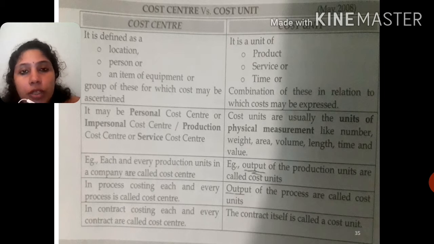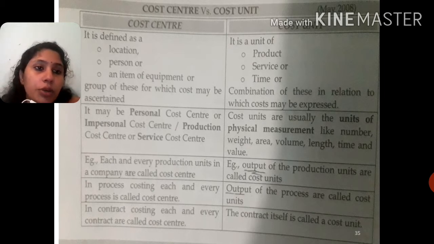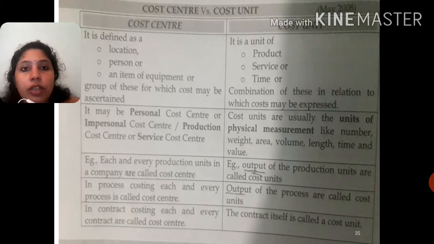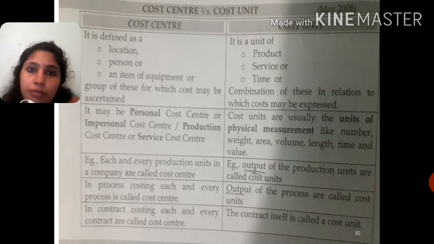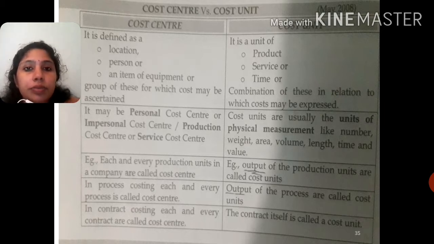Come to the difference between cost center and cost unit. See the first difference, the cost center column first. Cost center is defined as a location, a person, or an item of equipment or a group of these for which cost may be ascertained. The examples of cost center you have to keep in mind, then you can easily understand.